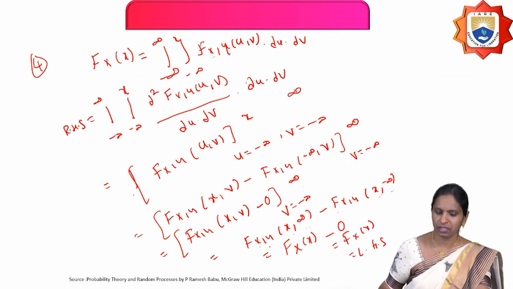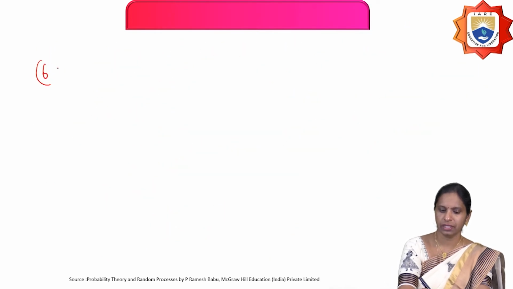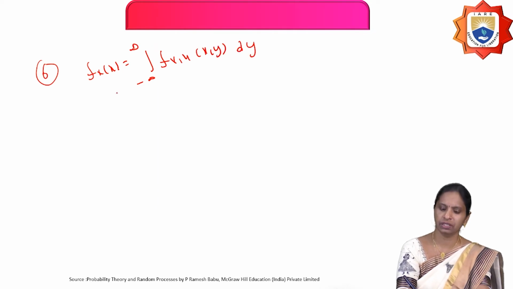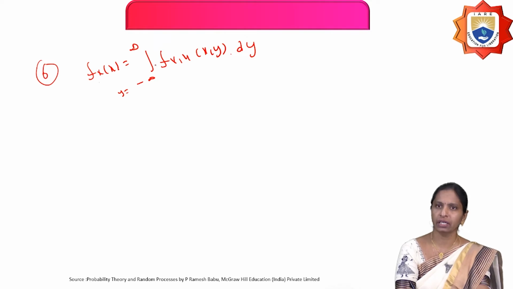Okay. So what is the marginal density function of x? It is given by what? Fx of x is equal to the integration from minus infinity to infinity of fxy of x comma y dy. If you want the marginal density function of the random variable x, you have to integrate the joint density function with respect to y. And similarly, if you want the marginal density function of y, then you have to integrate the joint density function with respect to x over the limits minus infinity to infinity.